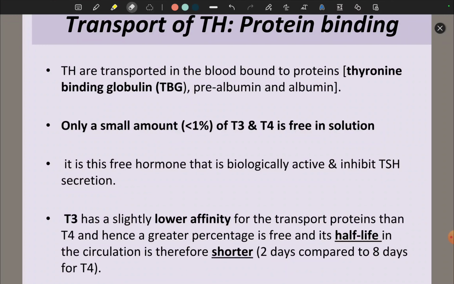T4 is long acting in comparison to T3. Its half-life is longer because it is more bound to protein than T3. So T4 is more than T3 in the blood, but at the periphery most of it is converted to T3.